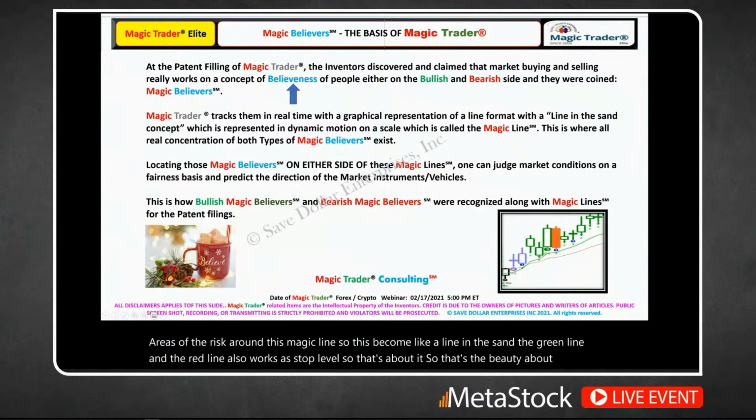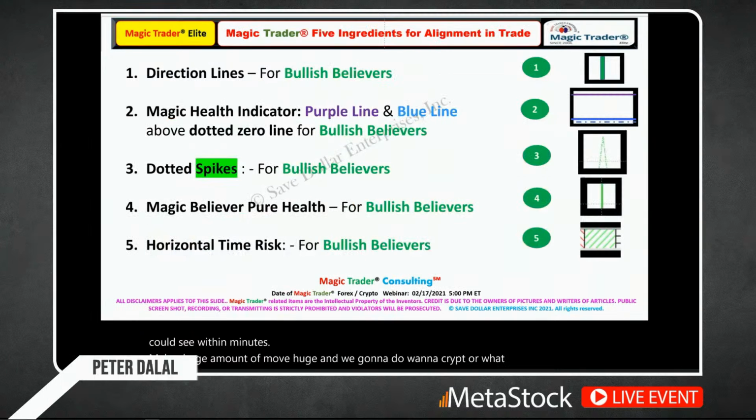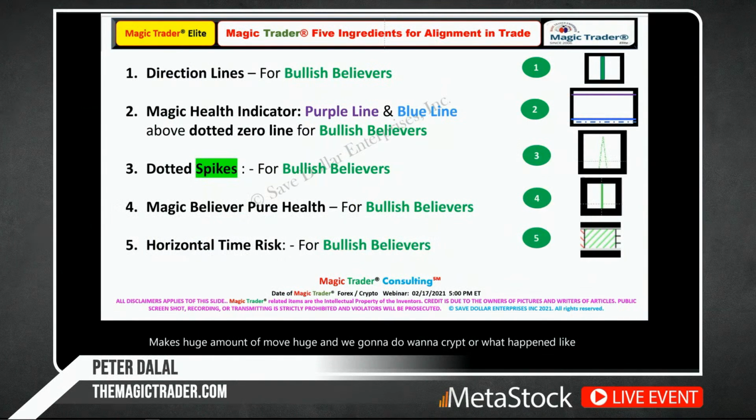And when magic line crosses on a bigger time frame, we're going to see today, you could see within minutes, it makes a huge amount of move, huge. And we're going to look at what happened on a crypto. It's like crazy. So now this is, anybody can learn it, and this is the simplest it gets.